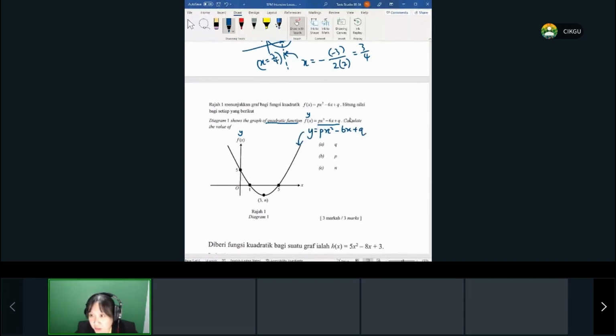So what do they want? Calculate the value of q, p, and n. So they want the q, they want the p, and where is n? n is right here. Okay, so one by one.